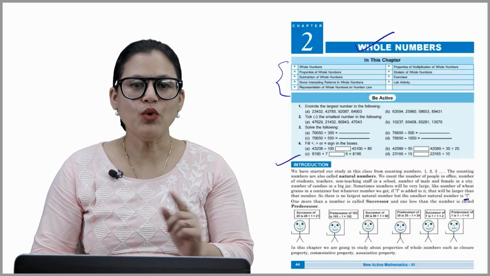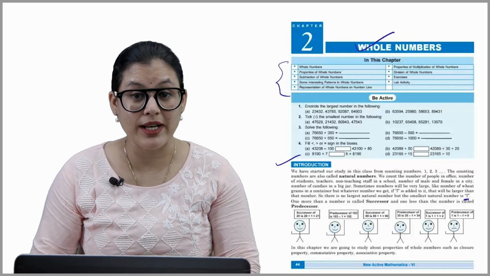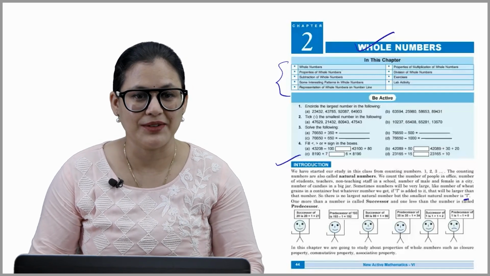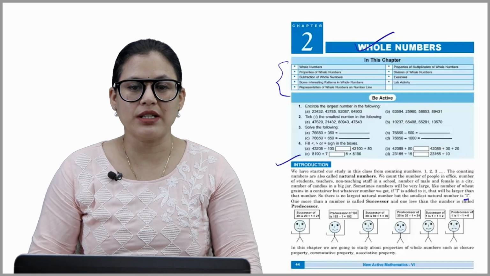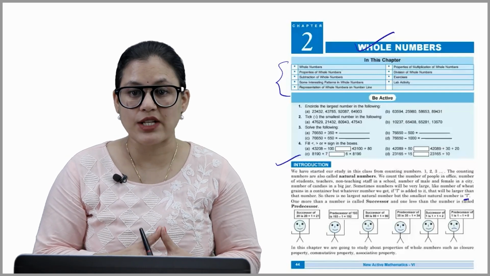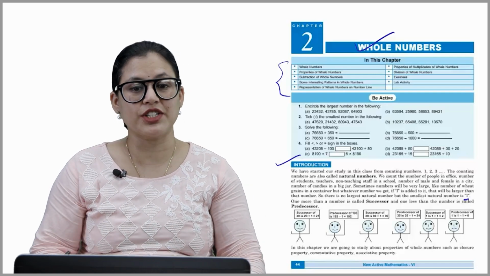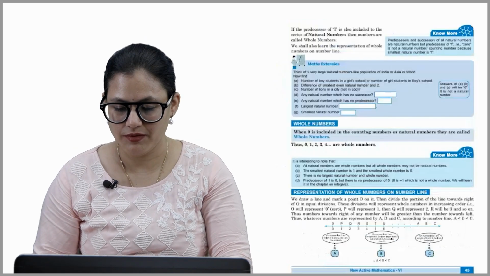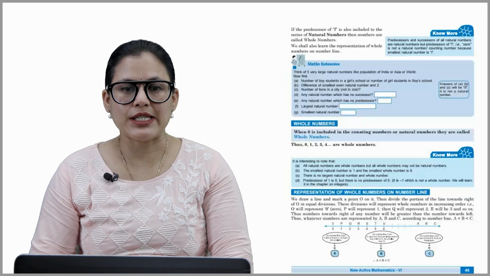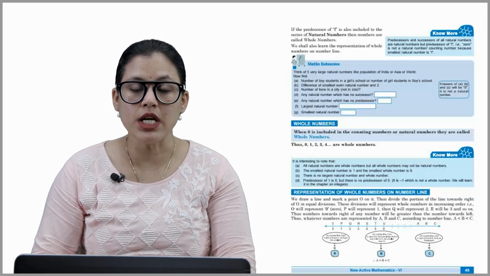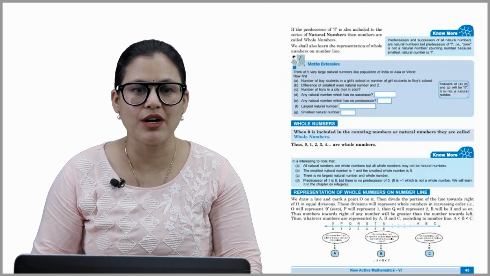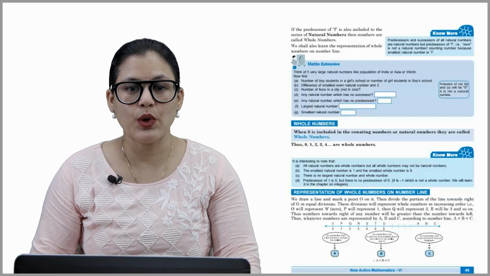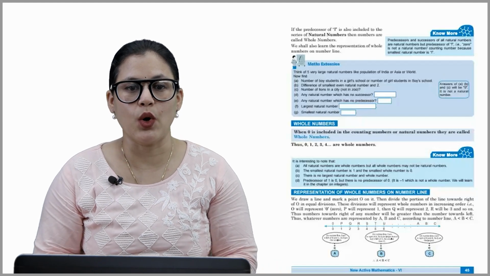One more than a number is called its successor and one less than the number is called its predecessor. In this chapter we are going to study the properties of whole numbers, such as the closure property, commutative property and associative property. If the predecessor of 1 is also included in the series of natural numbers, then the numbers are called whole numbers. We shall also learn the representation of whole numbers on a number line.